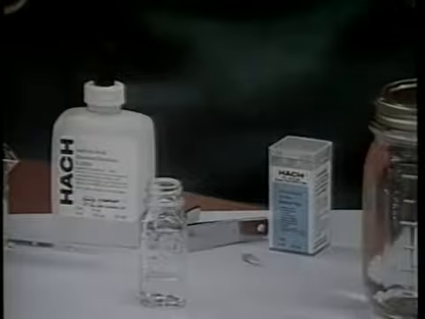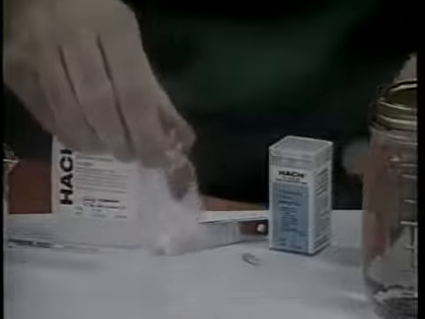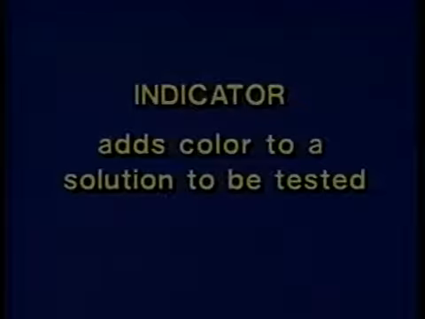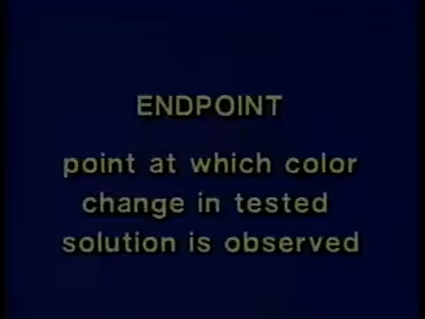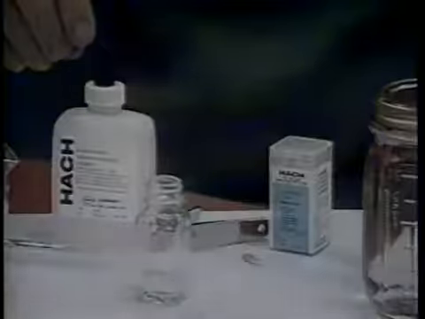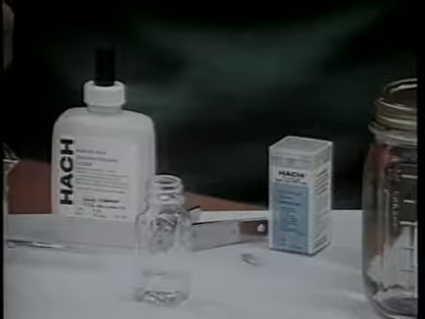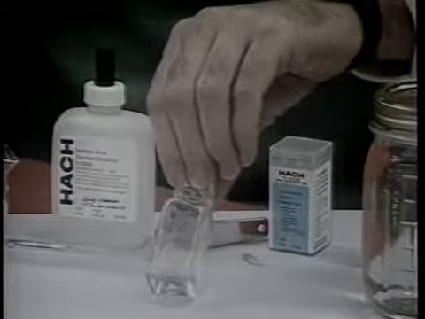Then add 1 or 2 drops of phenolphthalein indicator solution to the sample and swirl to mix. An indicator adds color to a solution to be tested. That is, after addition of an indicator, the water usually changes color when it reaches a certain pH. Then if a solution termed the titrant is added, the water eventually changes color again. This is termed the endpoint. By knowing the amount of titrant added to reach the color change at the endpoint, the concentration of the tested substance may be calculated.